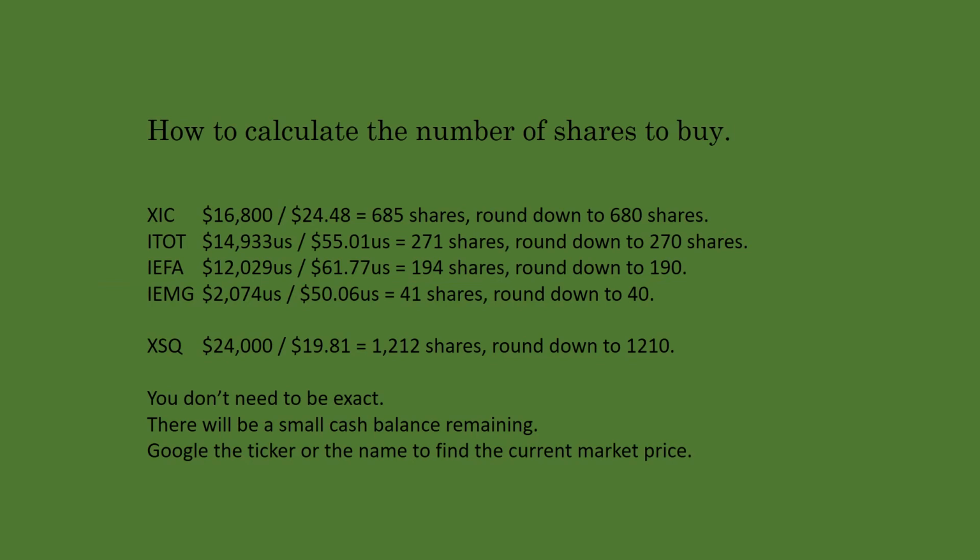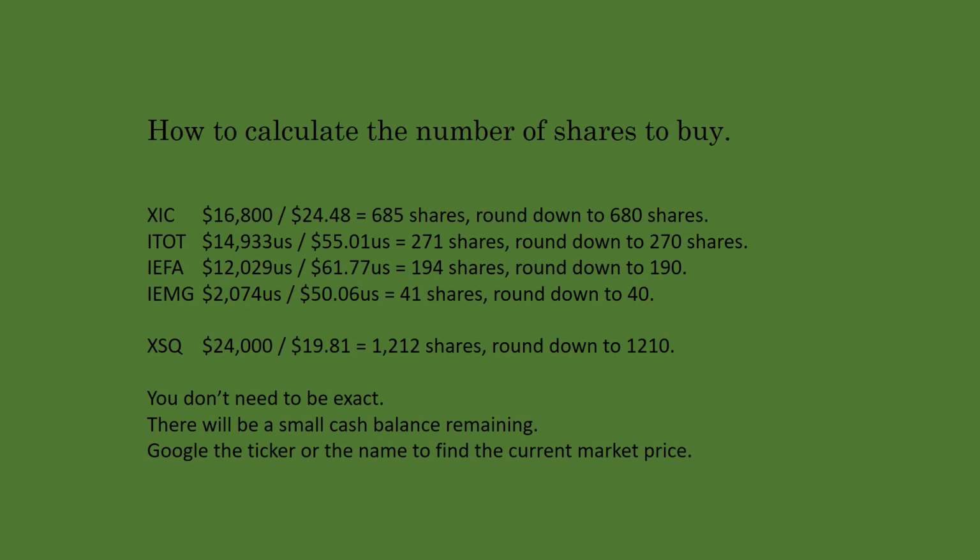How to calculate the number of shares to buy. XIC is currently trading at $24.48. We want $16,800 worth of XIC. So $16,800 divided by $24.48 gets us to roughly 685 shares, and then you round down to 680. How to find the current market price? Google XIC, and that should do it. If not, Google XIC space ETF, and that will get you to numerous websites that show the current market price.